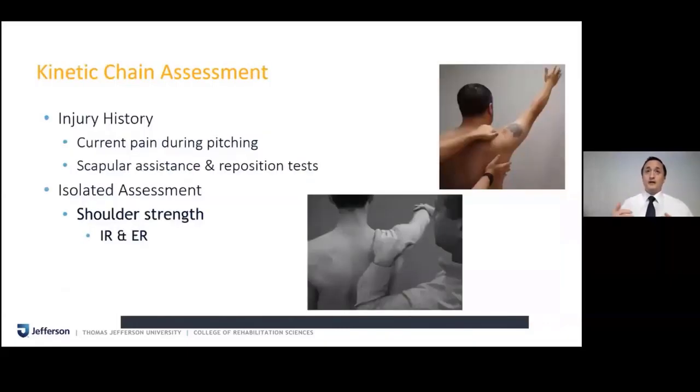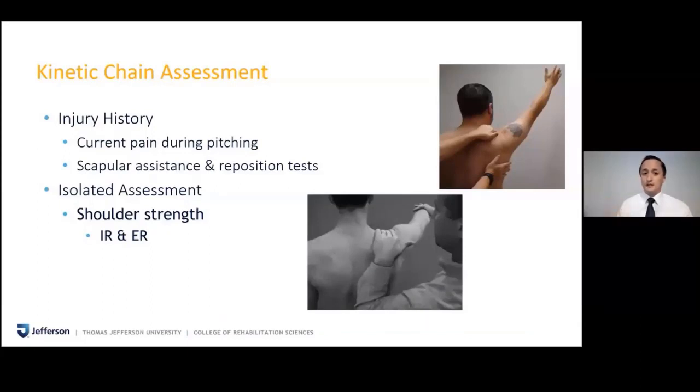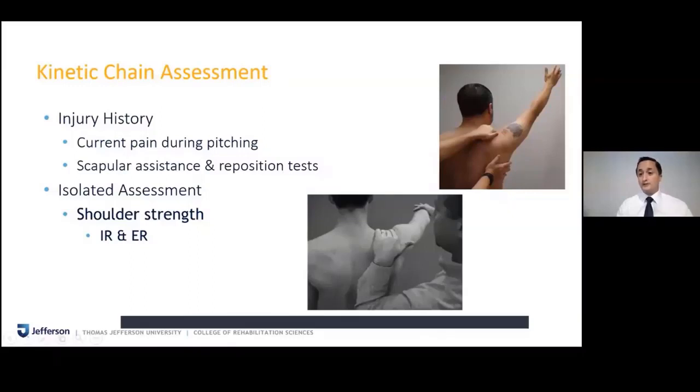So from a pain standpoint, if you have decreased abduction, you can look at injury history first. Do you have a history of shoulder injuries? Do you have pain? We could do things like the scapular assistance or reposition tests, which are here. So we could help the scapula out to see if that takes the pain away. If it does, then the scapula is involved in those symptoms, and we could address that from a rehab standpoint.